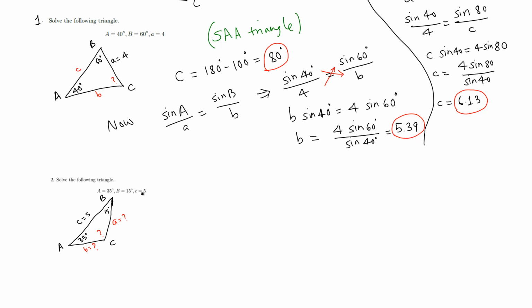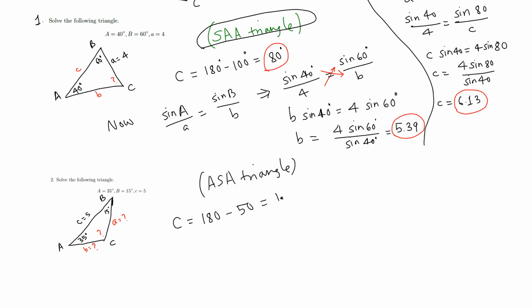Here we have angle, side, angle. So we call solving this the ASA type. Look at the previous example. That was SAA, side, angle, angle were given. In this question, angle, side, and angle are given. So like previously, we can easily find the remaining angle C. The sum of 3 angles is 180, so 180 minus 35 plus 15, that's 50. So subtract, that's 130.